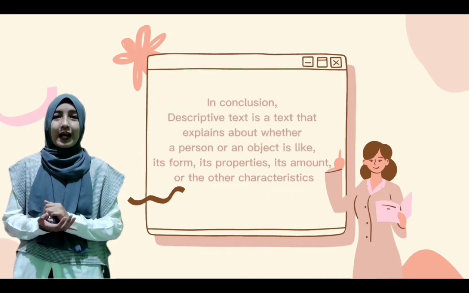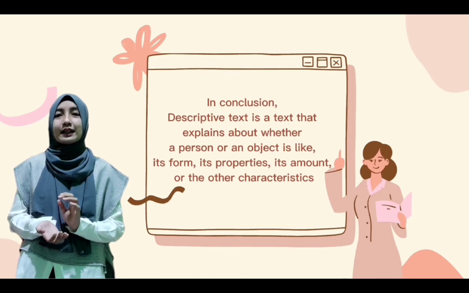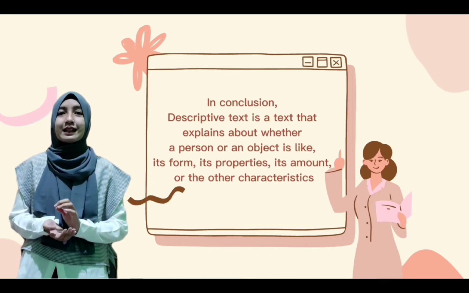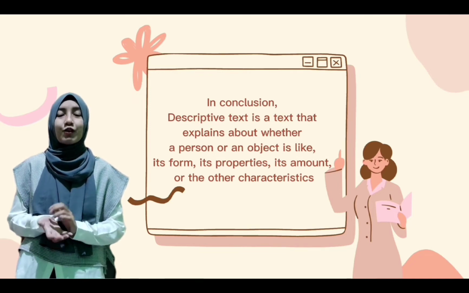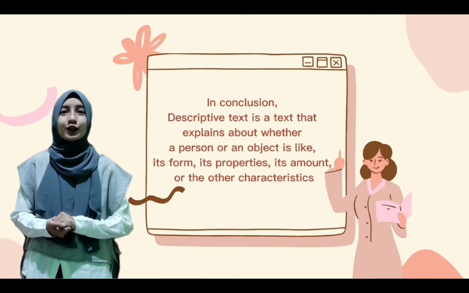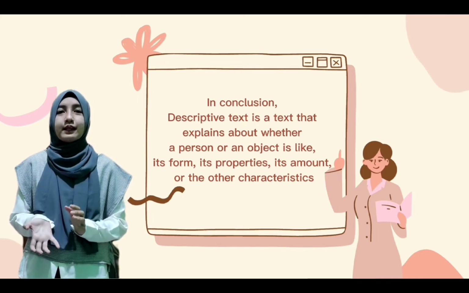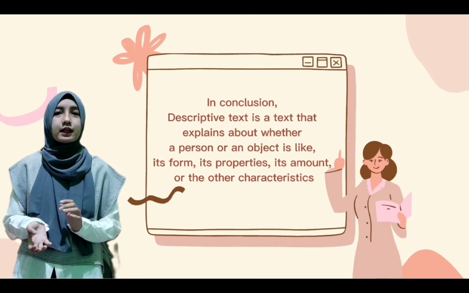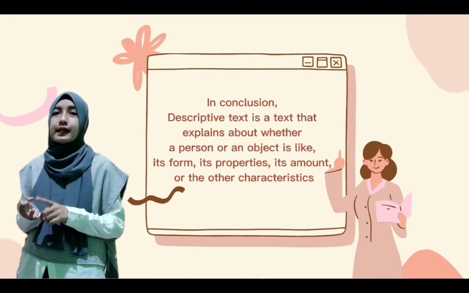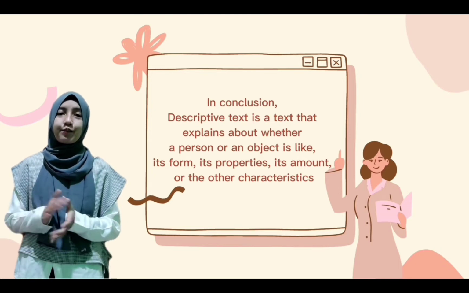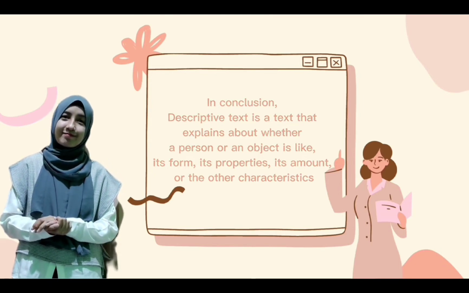Most descriptive text is about visual experience. But in fact, experiences other than the sense of sight, we can also use in descriptive text. So, we can conclude that descriptive text is a text that explains what a person or an object is like, its form, its properties, its amount, and others. Do you get it?